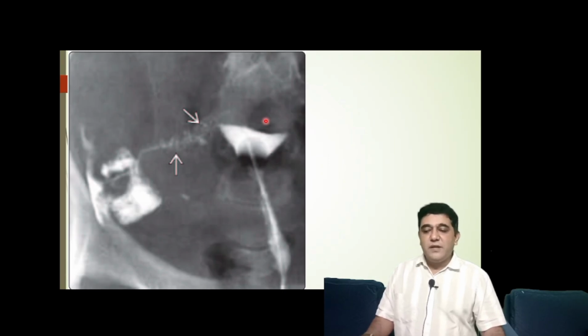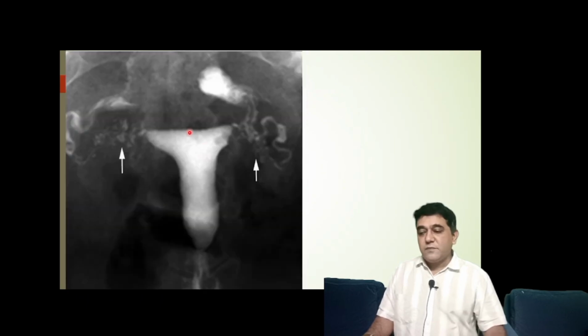So this was a young female who came to the gynec OPD with complaints of chronic pelvic pain. And when the HSG procedure was performed, we can see on the right side, involving the isthmic segment of the fallopian tube, numerous diverticular outpouchings. I'll show you one more similar radiograph.